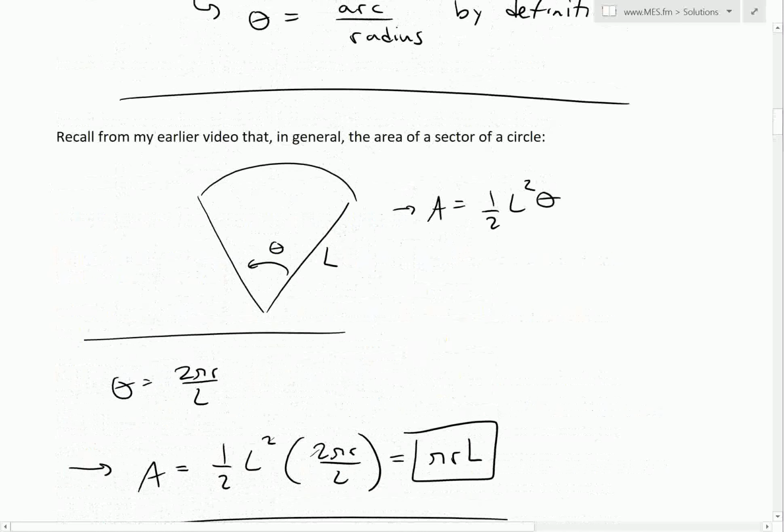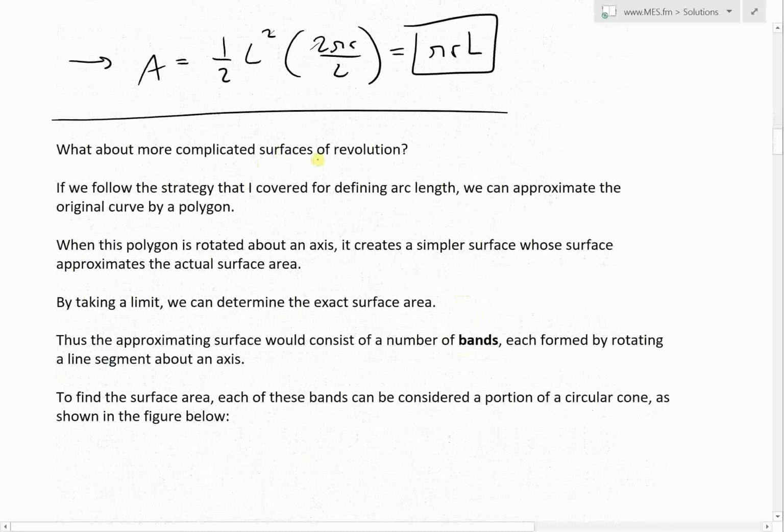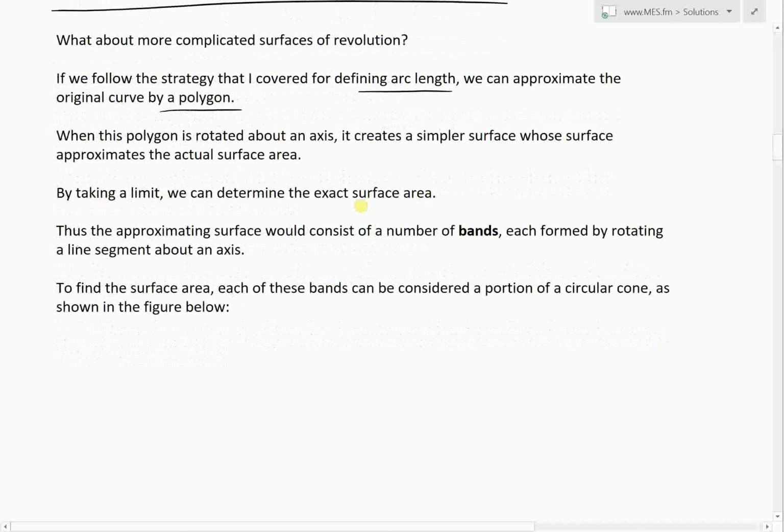So now that we've covered these basic simple shapes, a cone and a cylinder, the question is, what about more complicated surfaces of revolution in general? If we follow the strategy I covered for defining arc length in my earlier video, we could approximate the original curve by a polygon. So that's the strategy we use. We would approximate the curve and then again sum up to infinity.